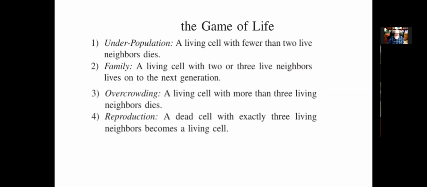So you got the problem in the city where too many people are living around you. And reproduction. A dead cell with exactly three living neighbors becomes a living cell. There's kind of a resurrection, if you will. So a dead cell with exactly three living neighbors becomes a living cell. It kind of gives birth. Now here, these are just very simple rules, a lot like Swarm. Swarm has very simple rules. This has very simple rules.